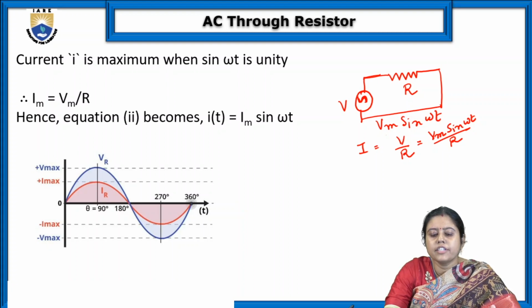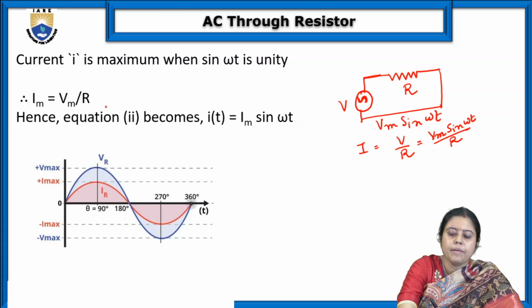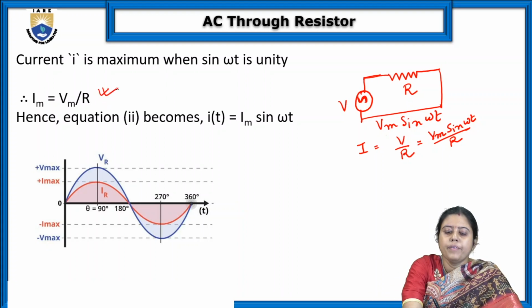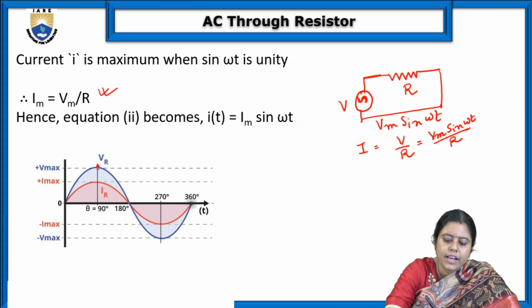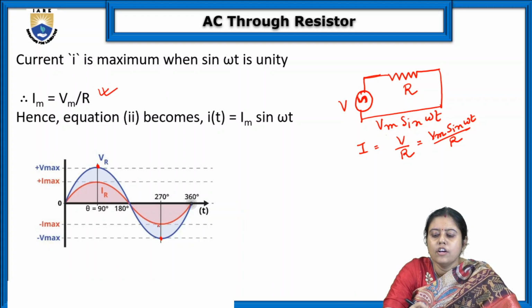So what is the equation of the maximum current? The maximum current is Vm by R. What is the maximum current? Maximum current means the peak current. So we can see there is no phase change.